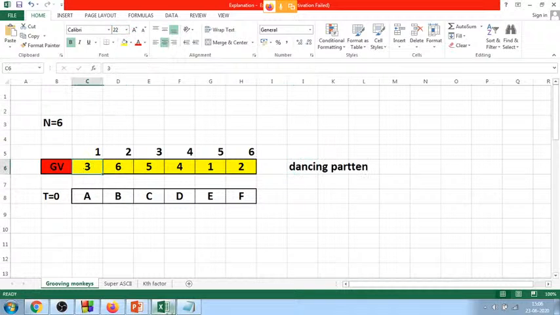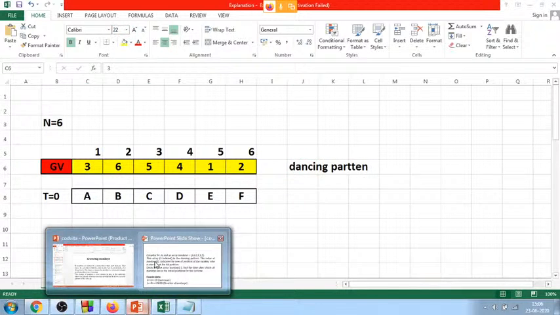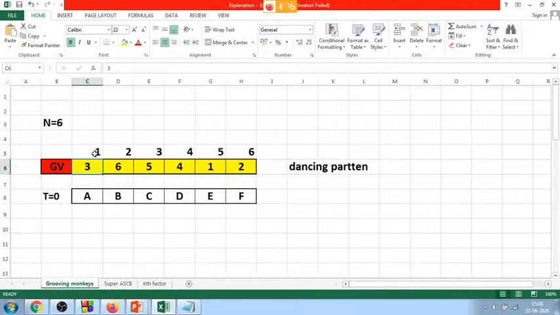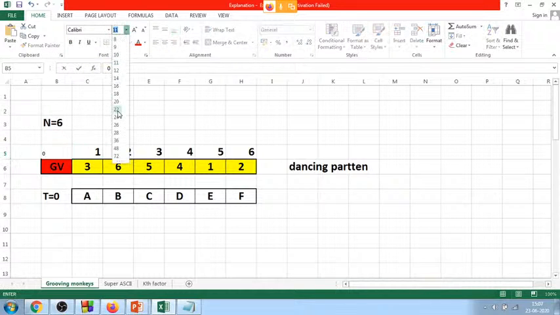What is the question they are given? This is a 1-indexed array. It is not a 0-indexed array. So I am going to start this index value from 1. They are given 6 values, starting with 1. And what does the 0 contain? This 0 contains a garbage value. You are not going to mind about that 0.